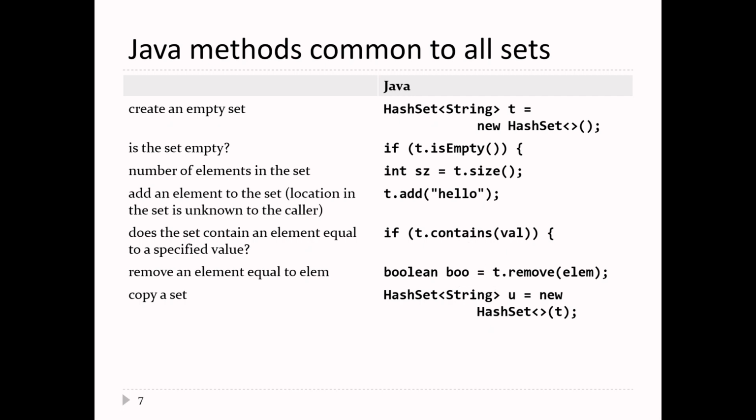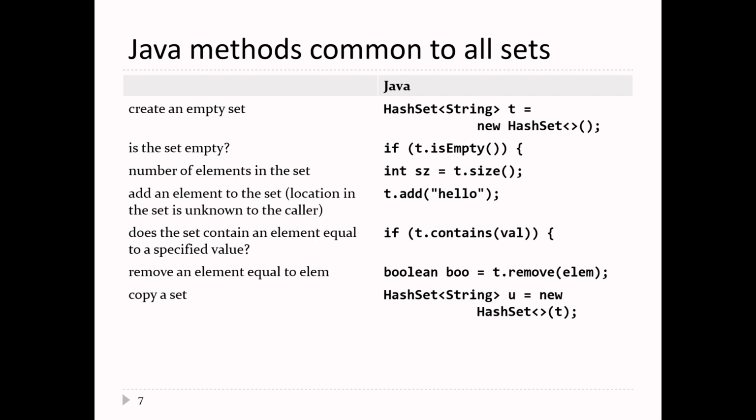It's just like removing an element from a list, right? You remove, and you pass in the element you would like to remove. Now, if the element's not in the set, remove returns false. If the element is in the set, remove returns true.